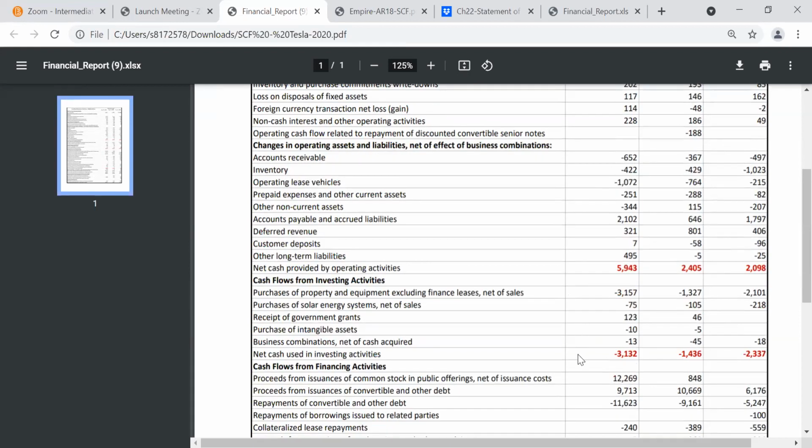And not surprisingly, the most investing cash flow is for purchase of properties and equipment. The company is growing. I think they keep building like a battery factory, more manufacturing, these power stations and all that, right?